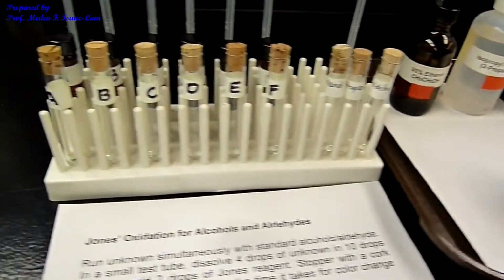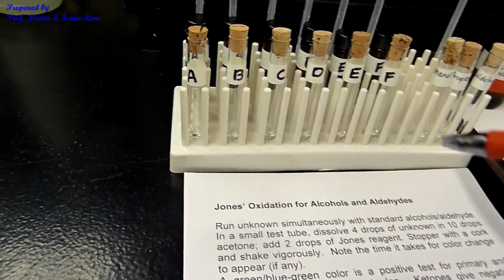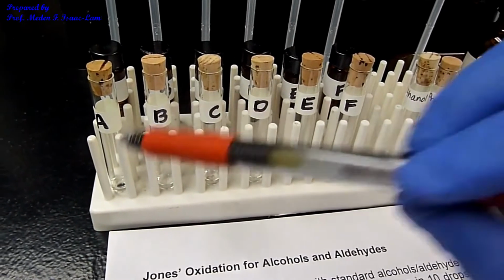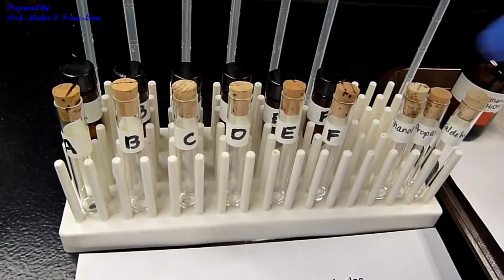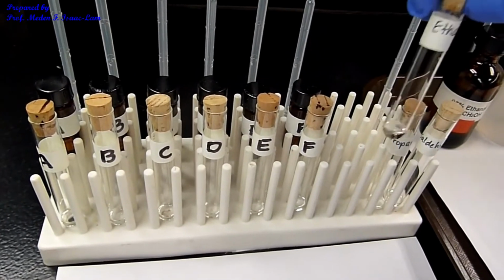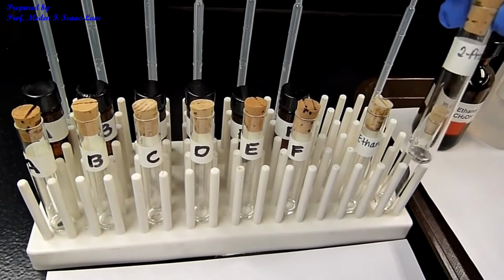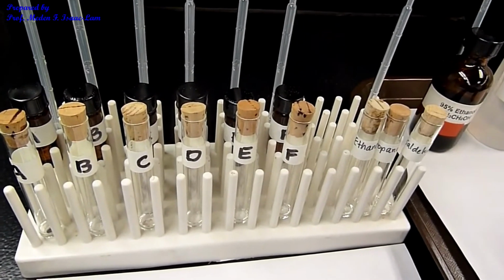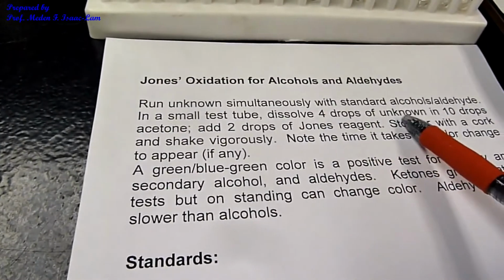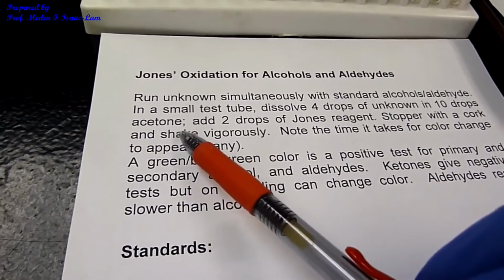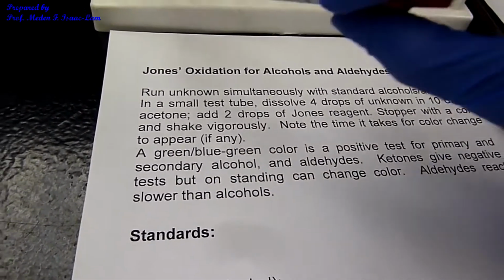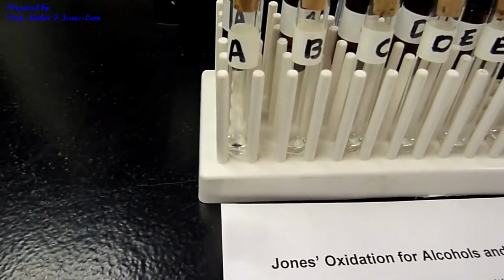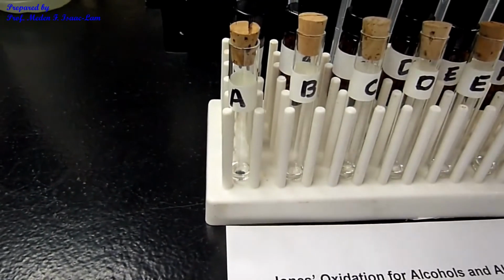So I already put 4 drops of each of the unknowns. So we have A, B, C, D, E, F. So I have here in this tube ethanol, 2-propanol, and then anisaldehyde. So I put already 4 drops of the unknown and then 10 drops of acetone. So this would be unknown A with 4 drops of the unknown.